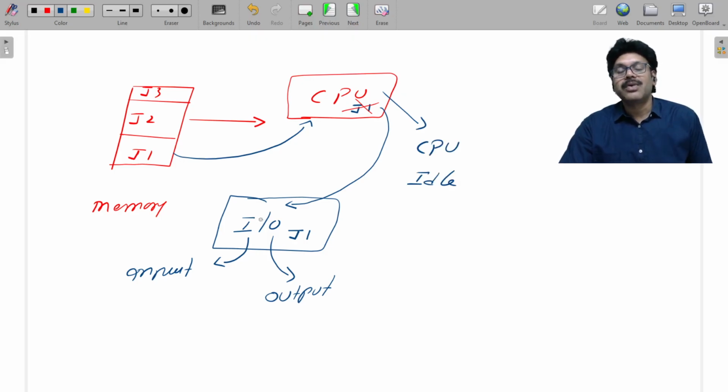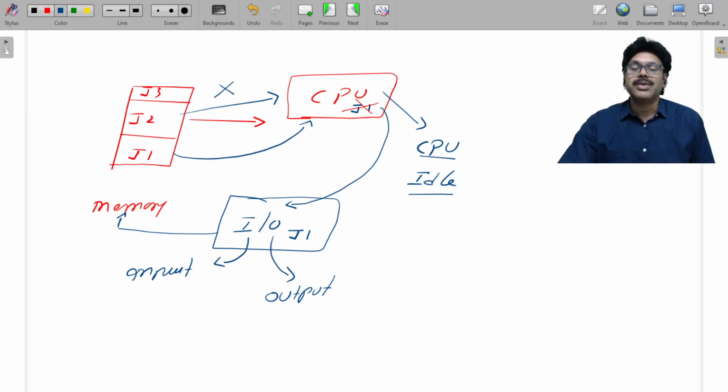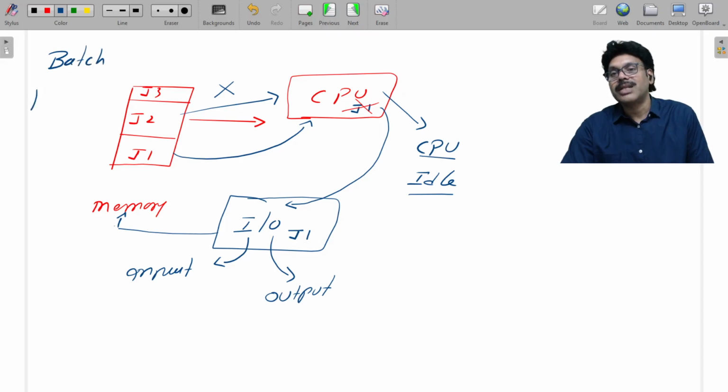Then after J1 completes its IO, it goes back, and from there again it goes to the CPU. As long as J1 is in the IO, the CPU is idle only. You can't send the next job like J2 or J3 while J1 continues its execution, maybe with the CPU or maybe with the IO. So this is the main concept of batch processing.